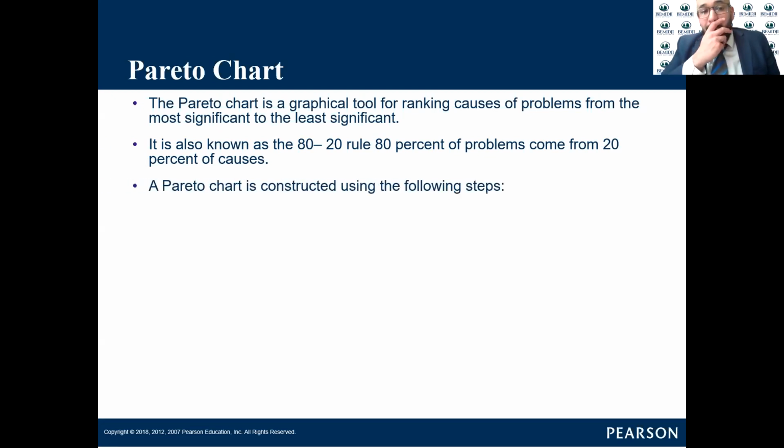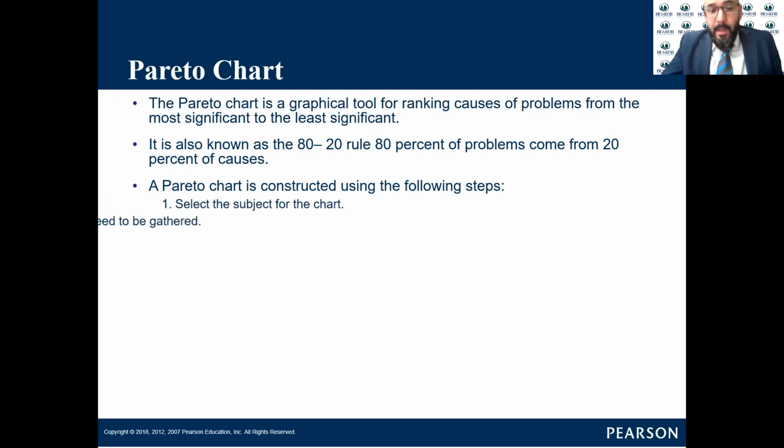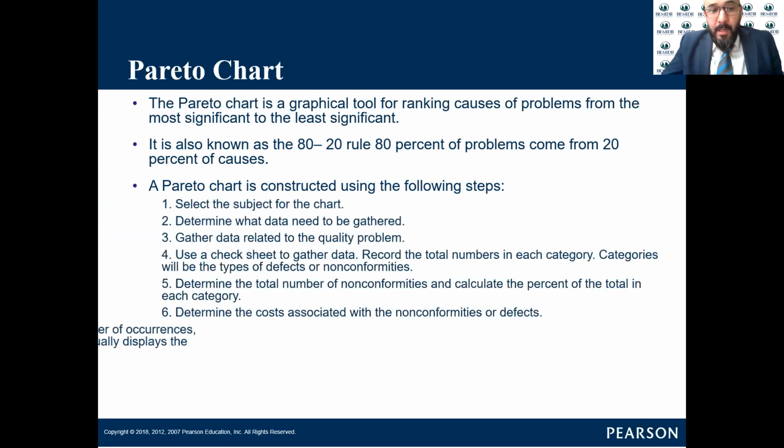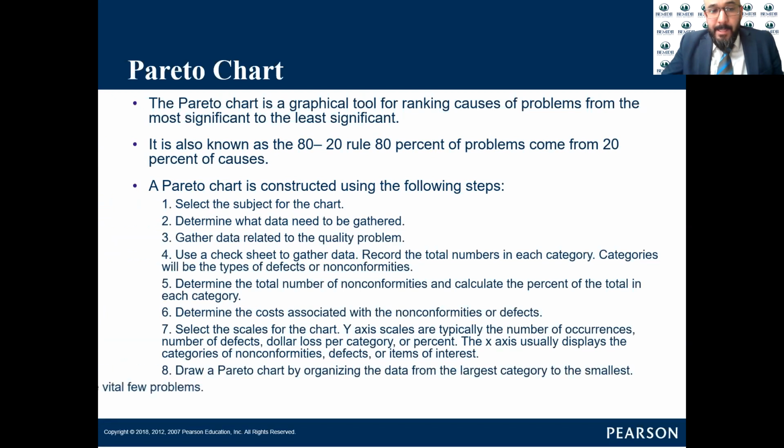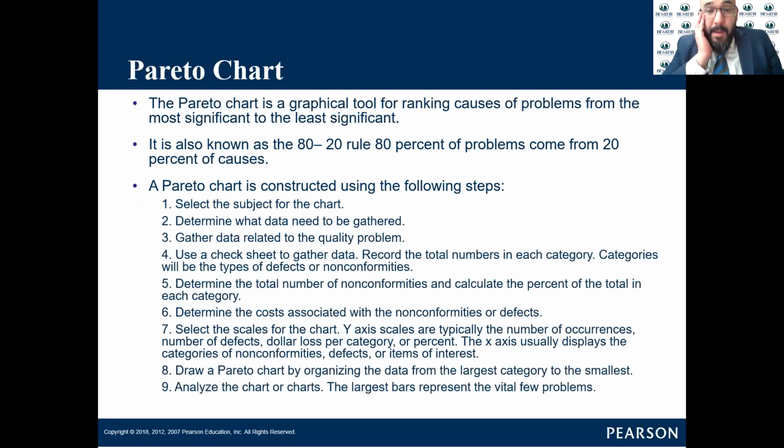All right, now what are the steps to develop a Pareto chart? There are these 9 steps that we're going to talk about and actually apply in an example. Select the subject for the chart. So we need to know exactly what problem we're talking about. Determine what data needs to be gathered. Use a check sheet, which is from a previous video that you need to look at, to gather the data.